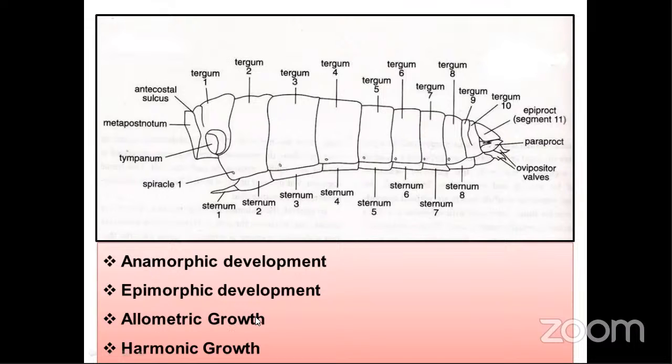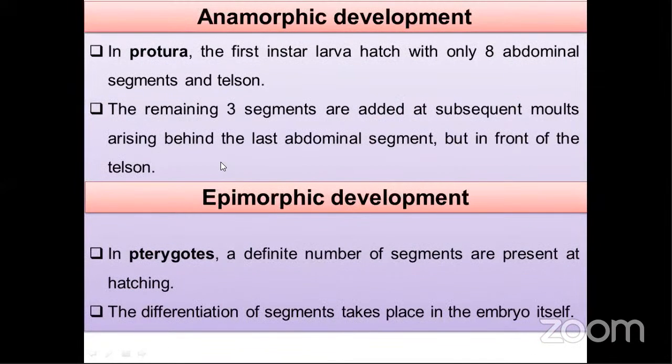Allometric growth we can also call disproportionate, and harmonic or isometric growth is proportionate. In the case of protura, anamorphic means the first instar larva hatches with only 8 abdominal segments, and the remaining 3 segments are added at subsequent molting. But in epimorphic development, in pterygotes, meaning winged insects, the embryo itself contains a fixed number of segments.